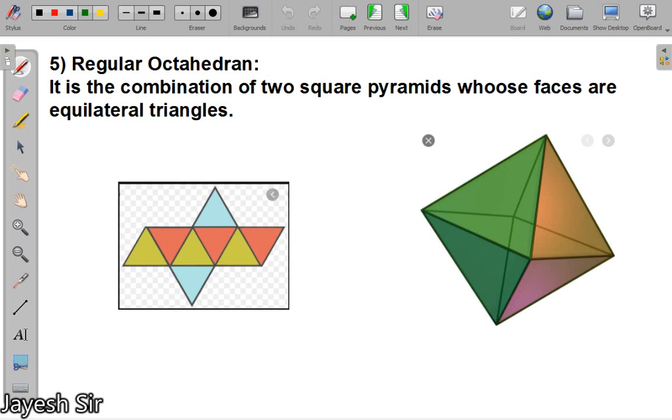Next is a regular octahedron. Okay, this is not a kind of prism, so it is not a kind of pyramid. It is, we can say, a mix of two pyramids. दो स्क्वायर पिरामिड्स को स्क्वायर साइड से जोड़ दिया तो इसको कहते हैं ऑक्टाहेड्रन.